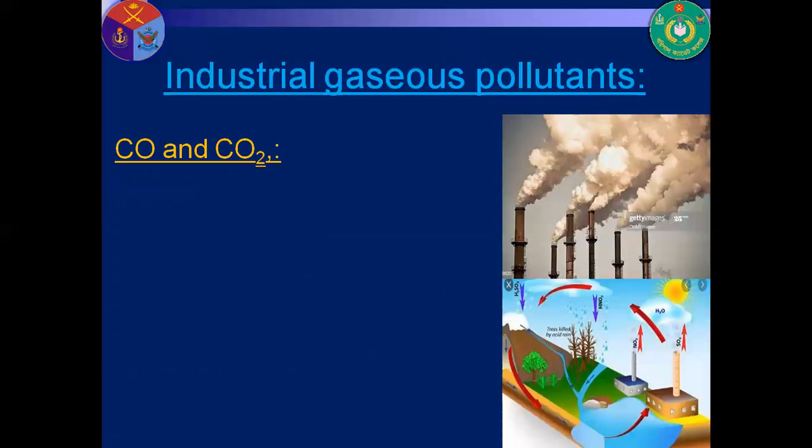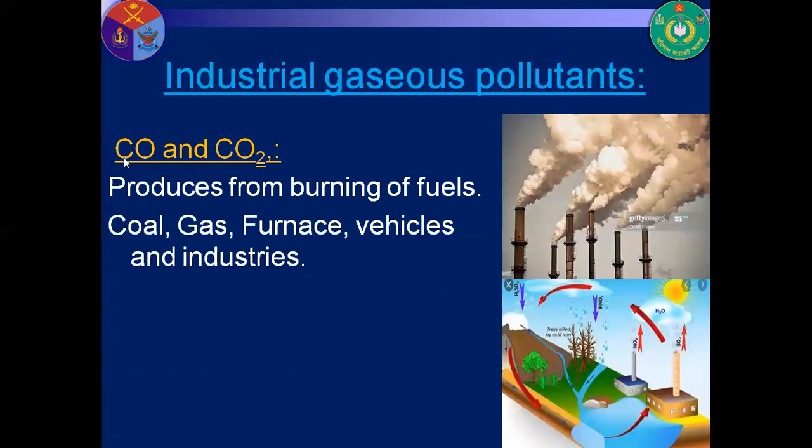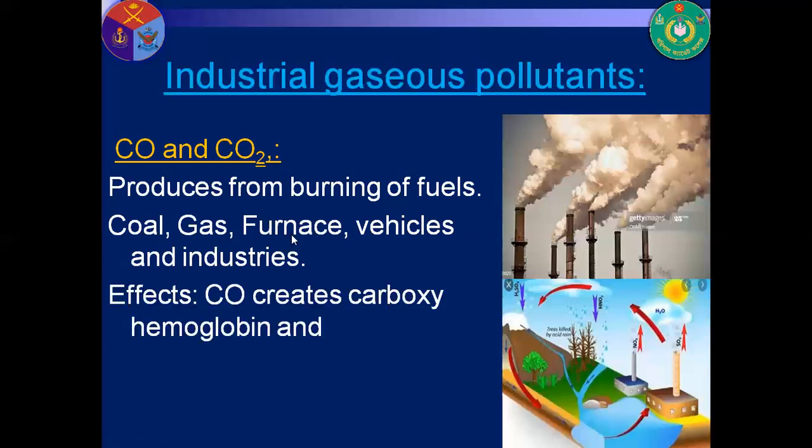Then second topic, different industrial gases and their effects. First, carbon monoxide and carbon dioxide. Carbon monoxide is a silent killer. Carbon dioxide is a greenhouse gas. These gases are produced from burning of fuels, coal burning, gas burning, furnaces, vehicles, and industries. Also, household activities. In this way, these types of gases are produced in the environment and create problems.